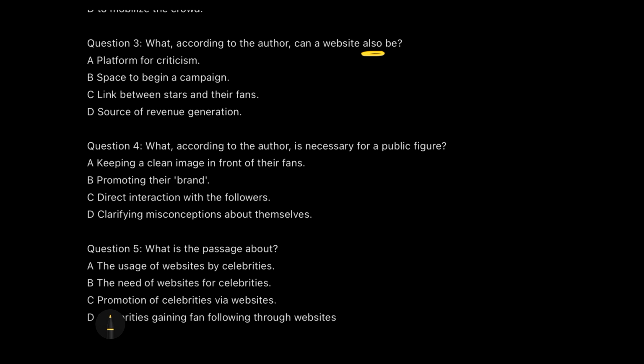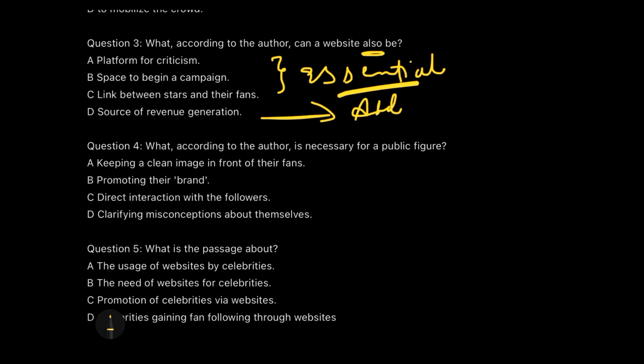And if you carefully observe, then these 3 are the essential things which a website does for you. A website provides you a place where you will receive criticism. It provides you a place where you can begin your own campaign. It provides you a place where you can connect with your fan base. So these are the essential things. But what it can also do is an additional feature, right? So this additional feature is revenue generation.